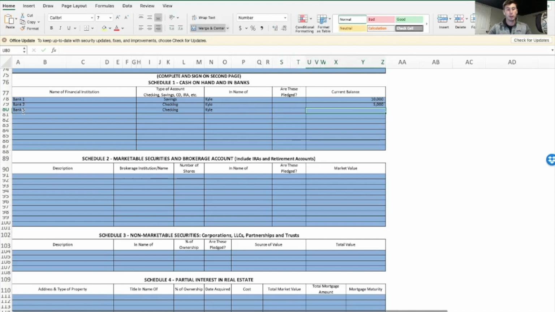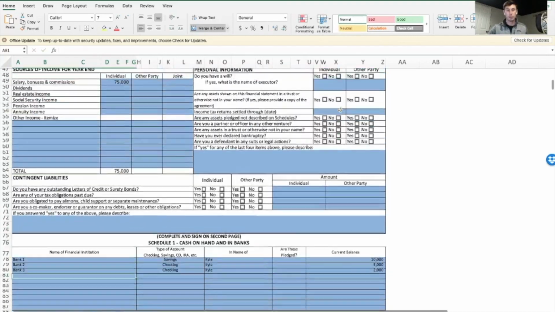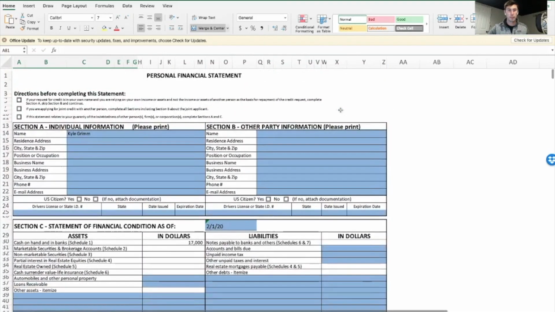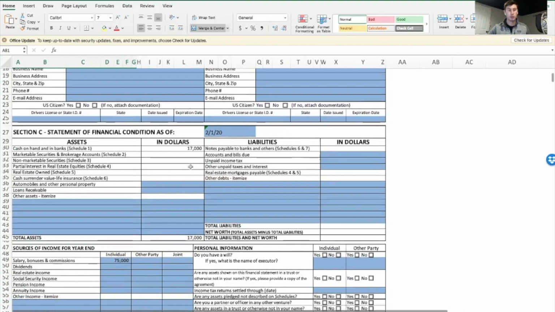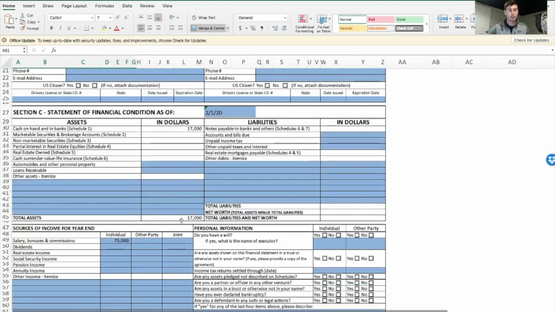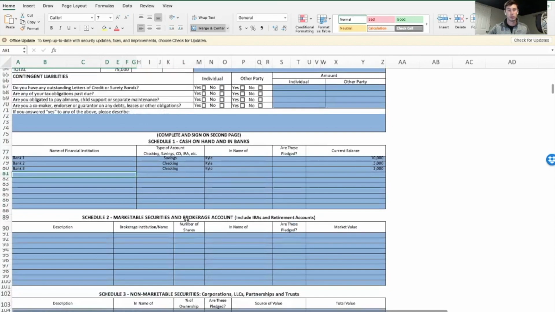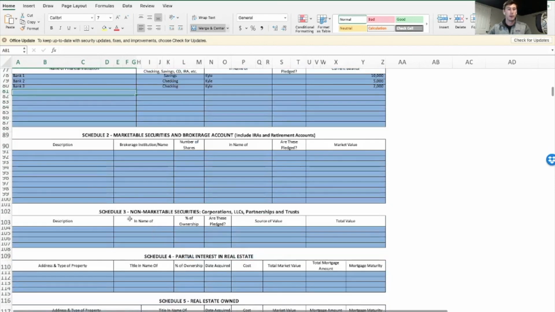And this one has $2,000. Okay, so as we're filling this in, let's go up top and see what's going on. So we see over here on the asset side, cash in bank, $17,000. Total assets, $17,000 right there. All right, let's keep filling stuff out.